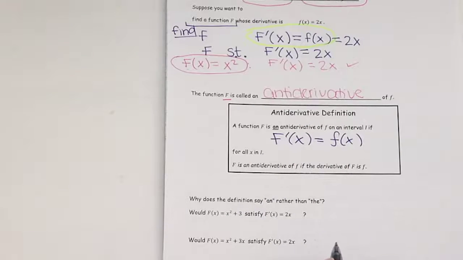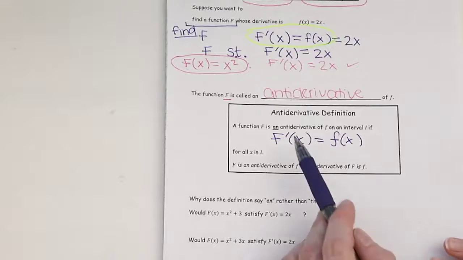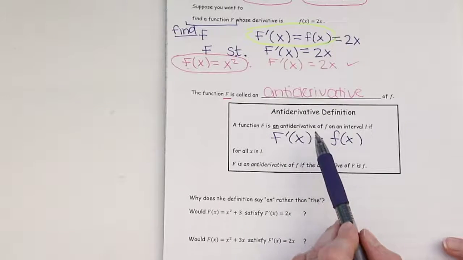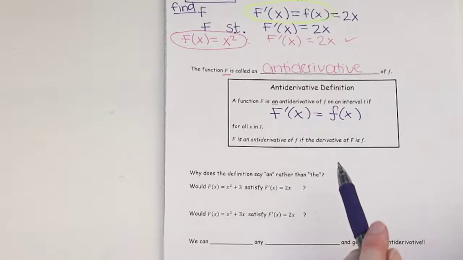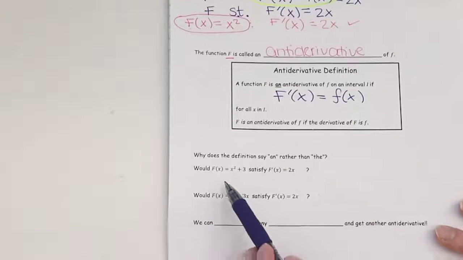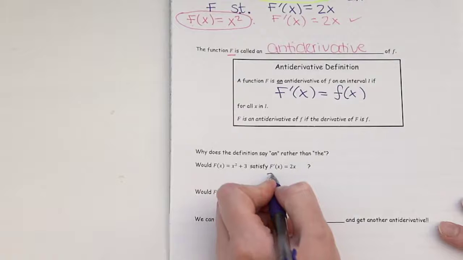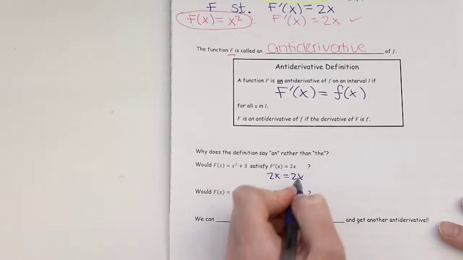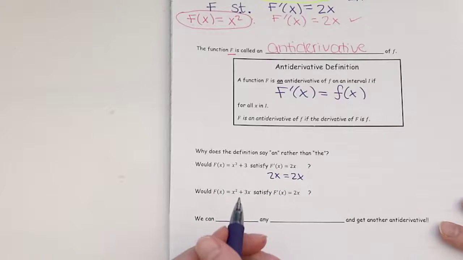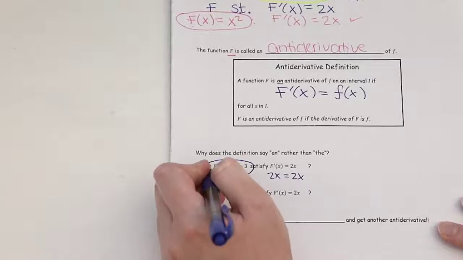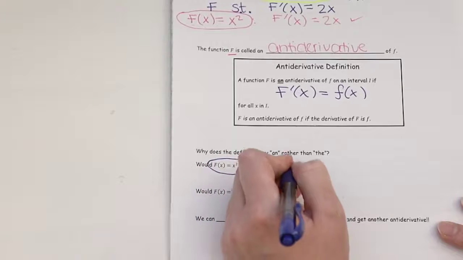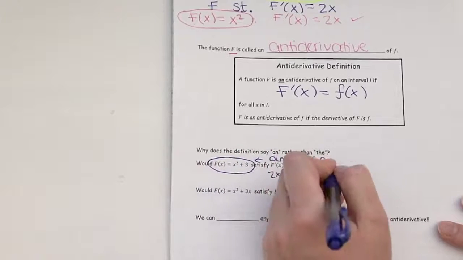Okay, and you kind of feel like you're going in a circle here because we're trying to go backwards from the derivative. Now, it is going to be an antiderivative. It is not the one and only antiderivative, because if you think about capital F being equal to x squared plus 1, that would also satisfy the 2x for capital F's derivative. So this would be another antiderivative.